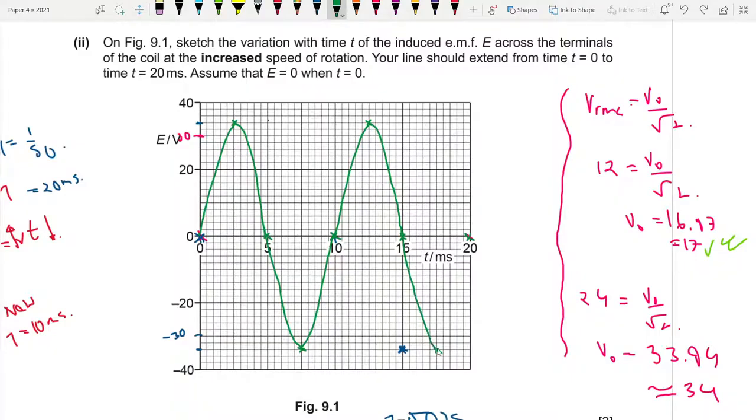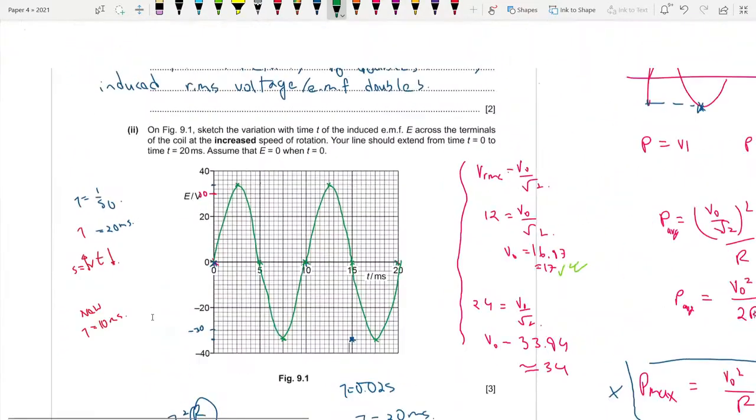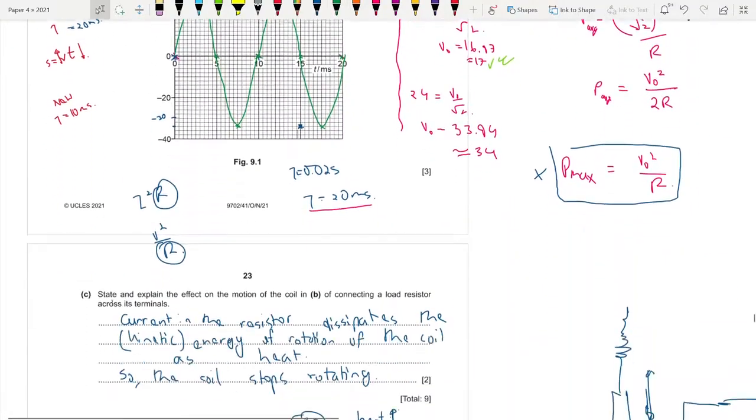I messed up. So this is the perfect diagram. Now this was really tough. I underestimated this, but this should be your diagram. Tell me if you have any other problems.